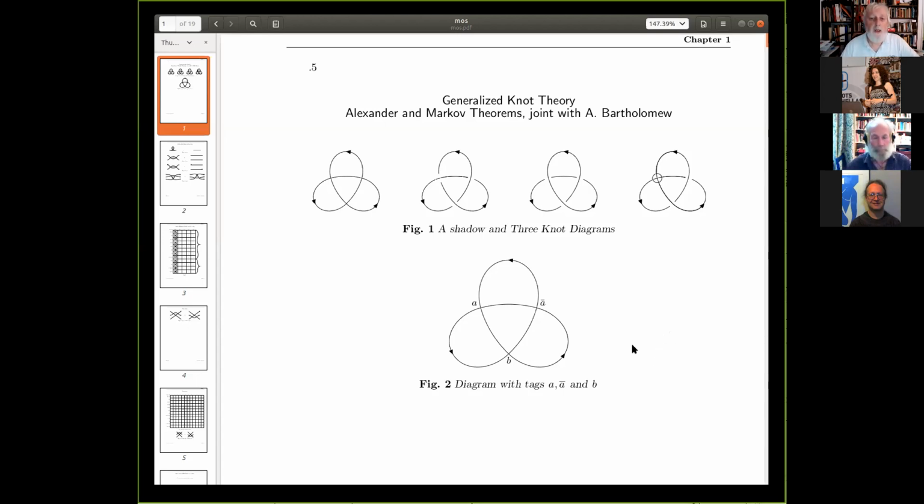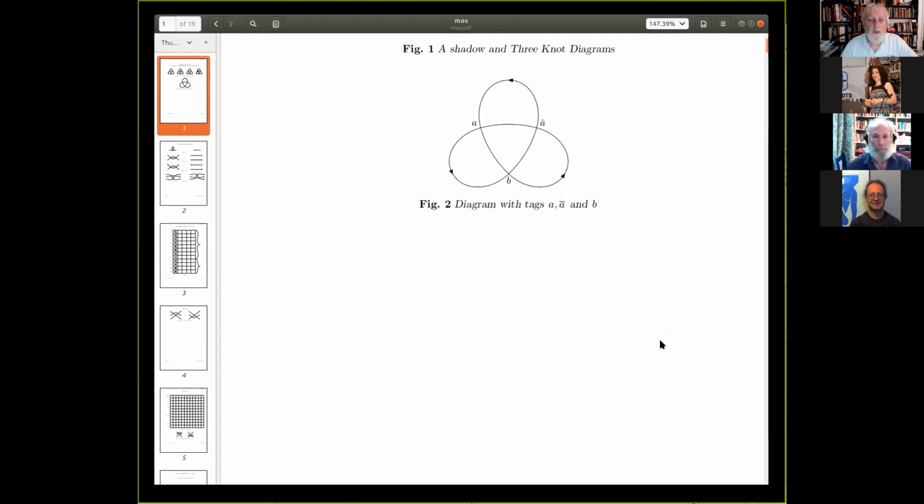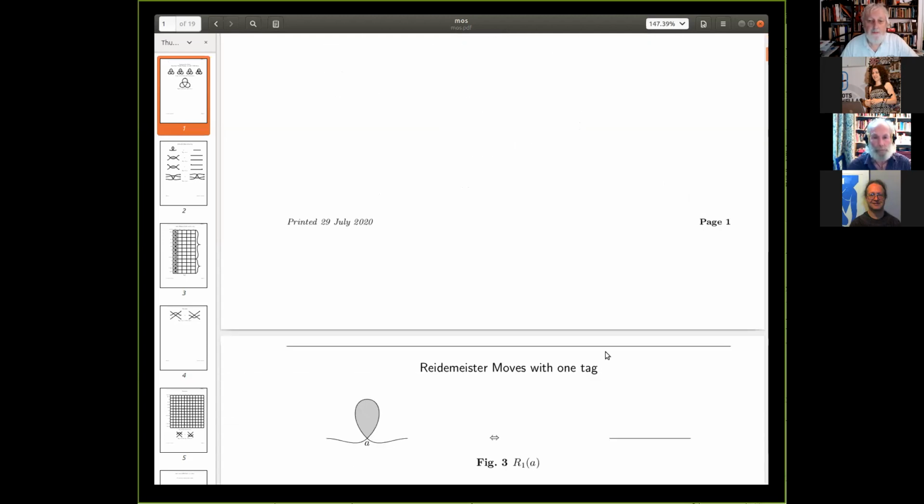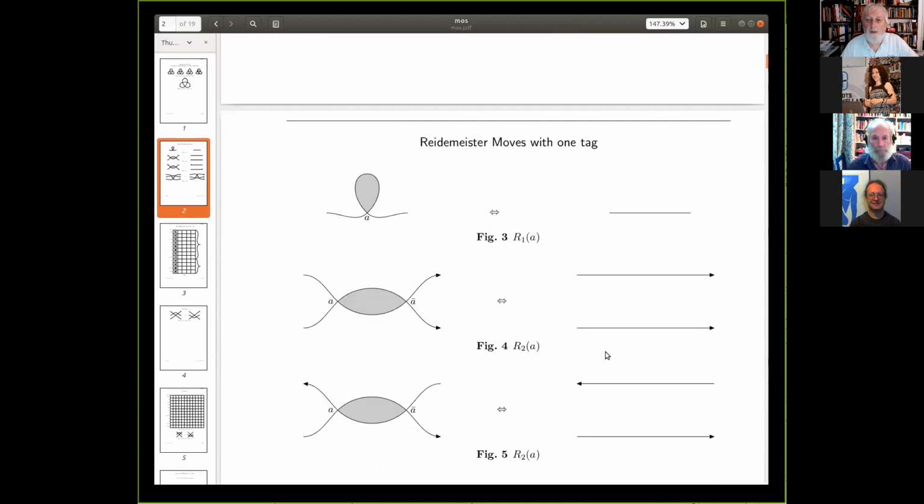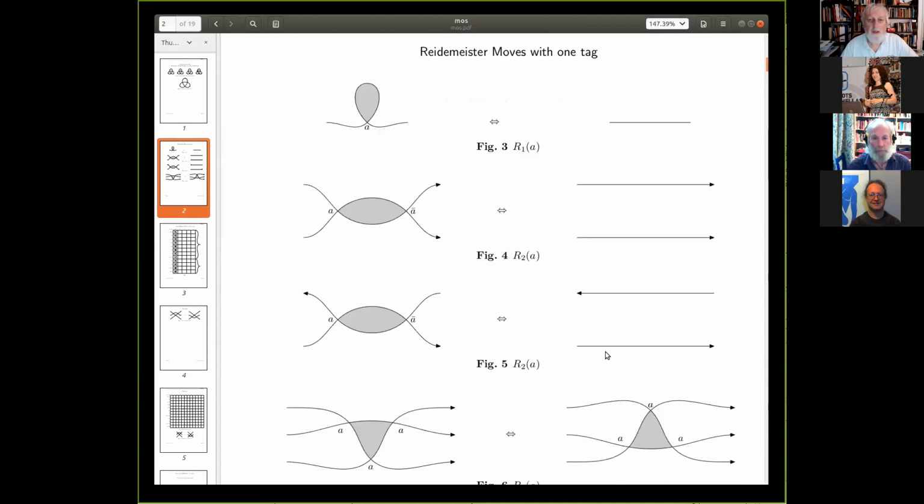Okay. And we have, so that's the idea of representing generalized knots, okay? And what can we do with the generalized knots? Well, we use the Reidemeister moves, okay?